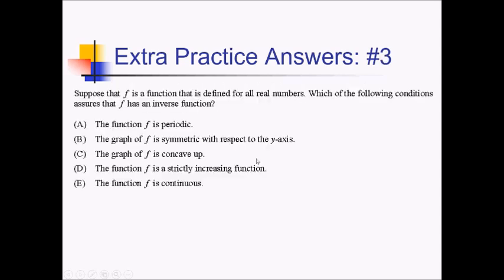On this problem, we're given that f is a function defined for all real numbers. We want to know what condition assures it has an inverse function. So what does that mean anyway? Well, an inverse function is a function that takes the output and gives you back the input. And one of the ways that we test for something having an inverse function or not is something called the horizontal line test. If you pass the horizontal line test, which I'll call HLT for short, you have an inverse.